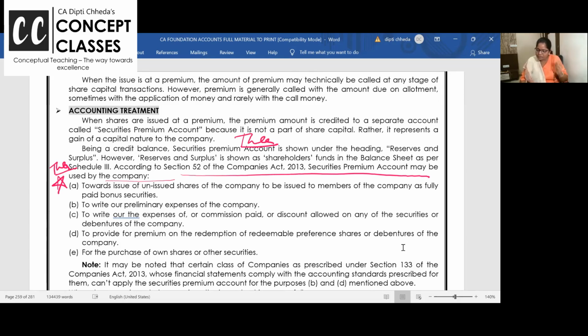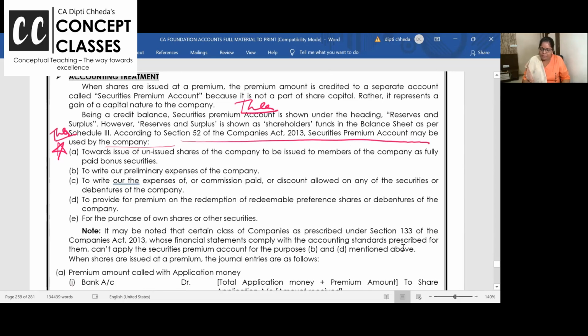So Section 52 says, securities premium has come. Instead of 100, I got 80 extra, 180. Where am I going to use it? Towards the issue of unissued shares of the company to be issued to members as fully paid bonus shares. This is a detailed part that you will do in Inter, so touch up, understand and leave.